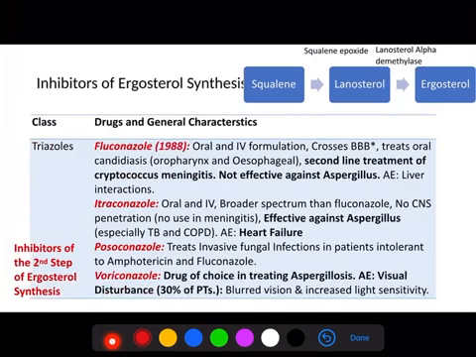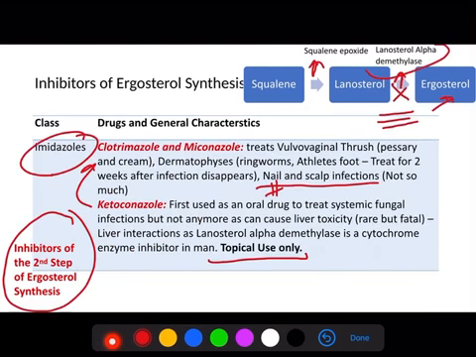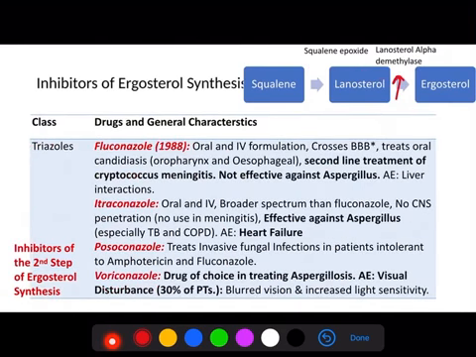And another important class of drugs are triazoles. Triazoles are also the inhibitors of lanosterol alpha demethylase. They are only different in structure from their previous generation imidazole. That means triazoles are newer agents which are inhibitors of the second step of the ergosterol synthesis.